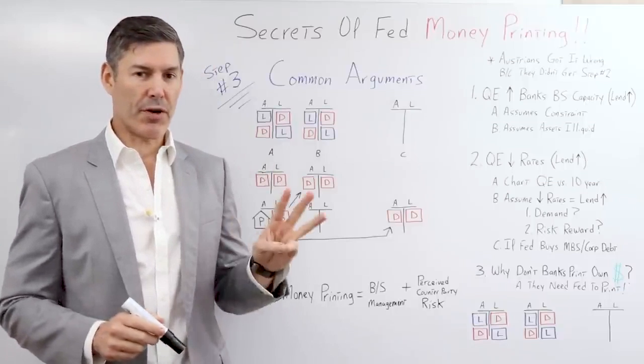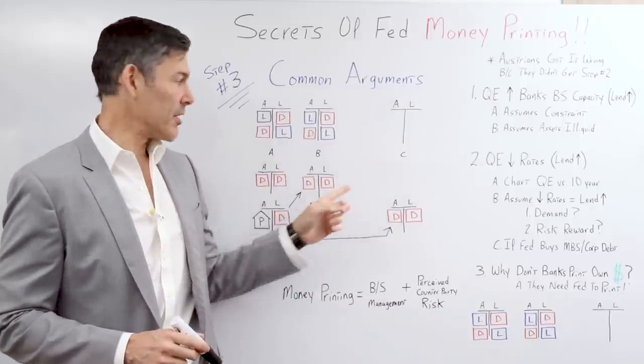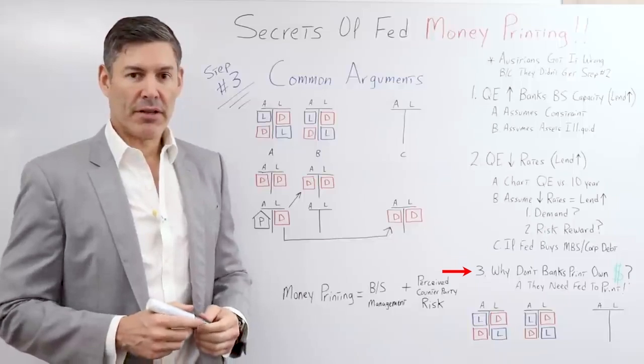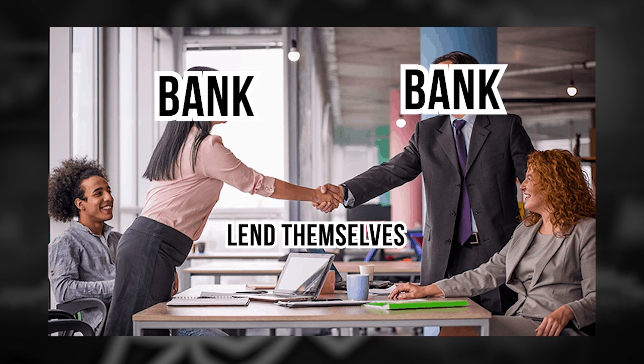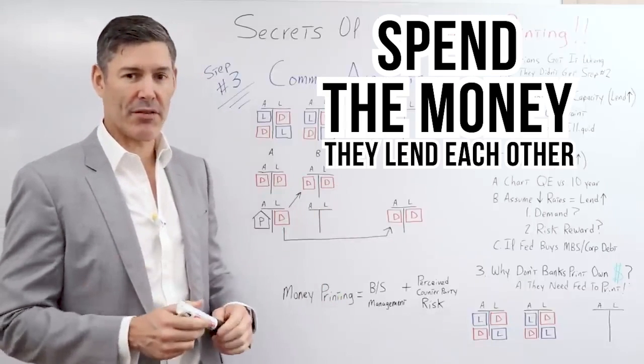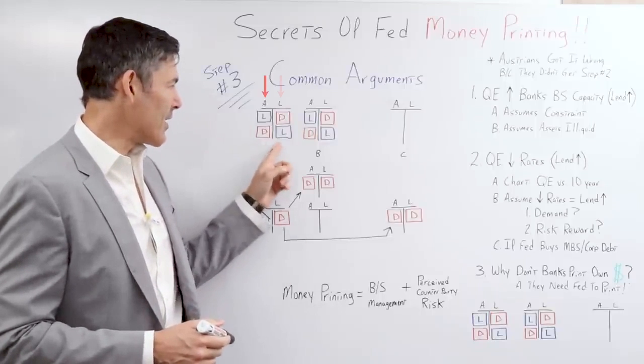Let's start with three banks: Bank A, Bank B, and Bank C. Now let's assume Bank A and Bank B are in cahoots and they want to get rich, and so they're just going to lend each other money into existence, and they're going to spend the money they lend each other, or lend themselves, or however you want to put it.